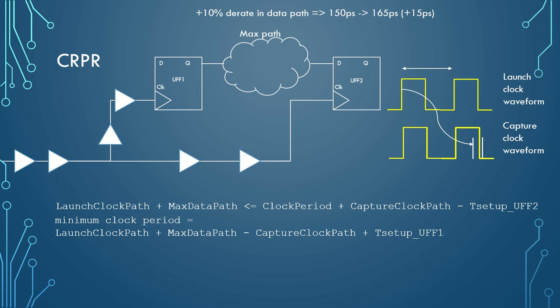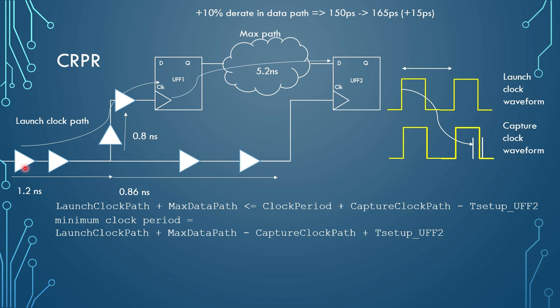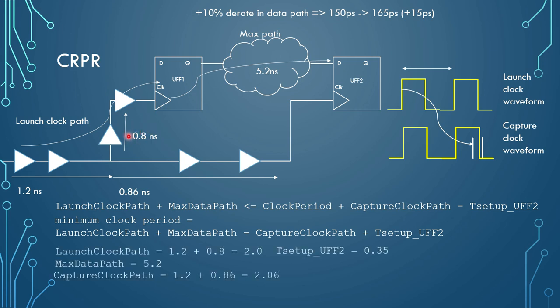Now let us assume that in our design, we have these values in the timing path. The launch clock path is this path, and the total of this, the launch flop, is 1.2 plus 0.8, so the total becomes 2.0. So here it is mentioned the launch clock path has the value of 1.2 plus 0.8, that is 2.0. Then the max data path. Max data path is the clock to Q delay of UFF1 plus the combo delay of this path. That is mentioned as a total of 5.2 nanoseconds. And then comes the capture clock path, which is the sum of all the buffers in this capture clock path, which is 1.2 plus 0.86. That is 2.06 nanoseconds. And then the setup time here, which is 0.35 of this flip-flop, that is UFF2.